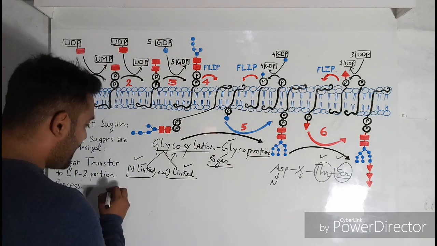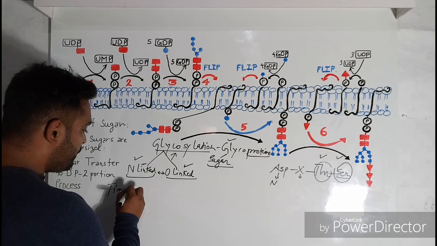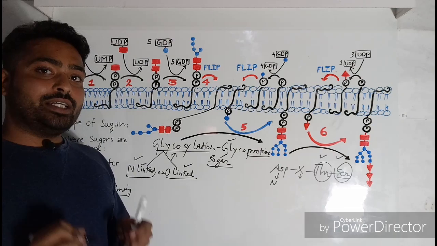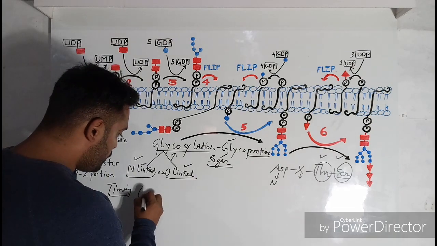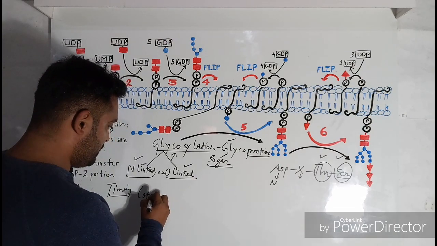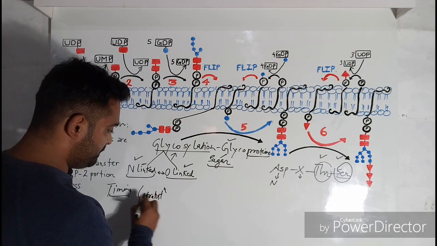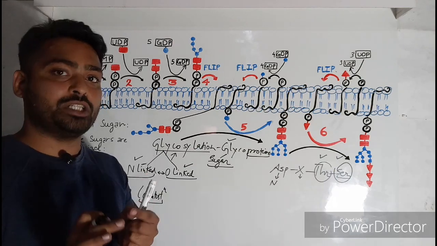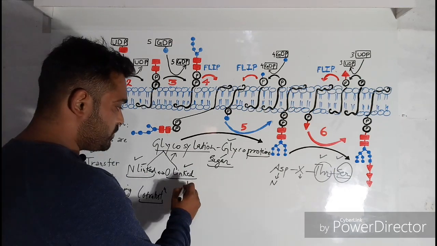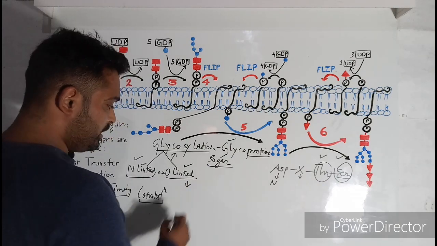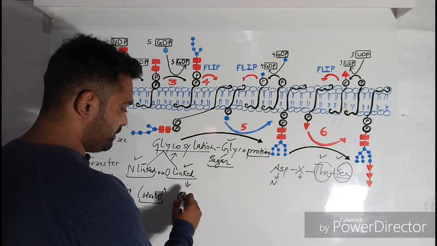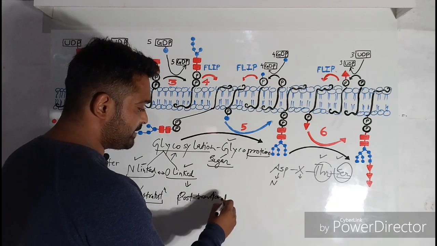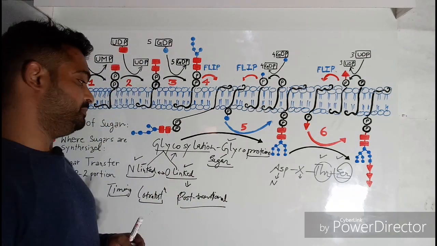Second is the timing, that is when these processes occur. The N-linked glycosylation is co-translational. That is, it happens during the protein synthesis, when the protein is being synthesized. On the other hand, O-linked glycosylation is strictly post-translational. Post-translational means when the protein is fully synthesized, then we will see this process happen.